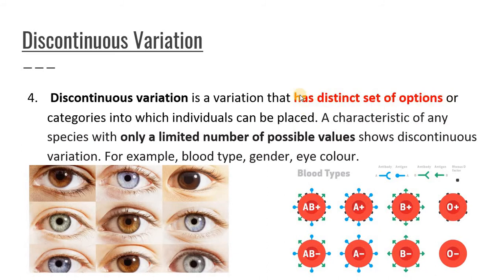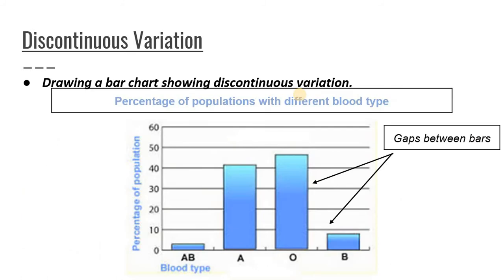When we portray information from a discontinuous variation, it's often in a bar chart, right? And in this bar chart, the one distinct feature is that it has gaps between the bars. When you portray information in a bar chart, remember it must have gaps between the bars. This is an example of how discontinuous variation is shown.